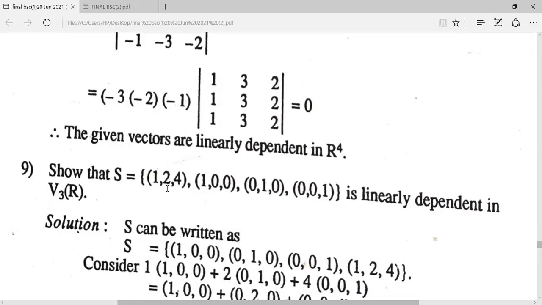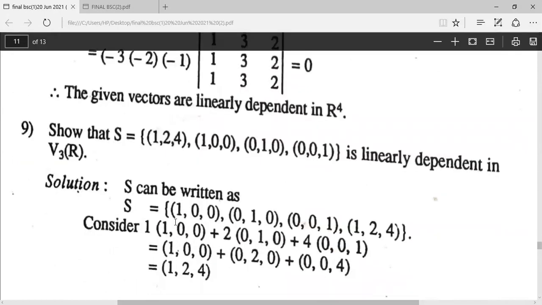We cannot use that theorem because it applies if 4-dimensional vectors and 4 vectors are given, then you can use that. Or 3-dimensional vectors and 3 vectors are given, then also you can use that theorem. But here it is 3-dimensional, but 4 vectors are given. You cannot use determinant because order will change. In a determinant, order should be same. That is, if it has m rows, then it should have m columns. But here it is 3-dimensional, but 4 vectors are given.